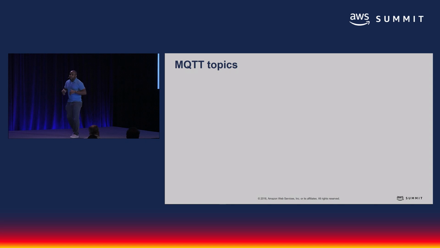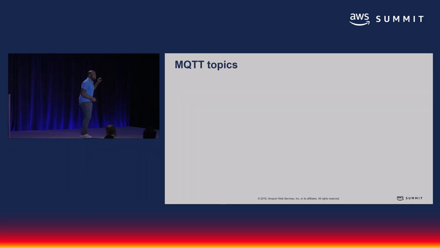Since Core is going to be the primary entry point for AWS IoT, I want to dive a little bit deeper into MQTT topics and security. As you think about smart homes, start thinking about, well, how do topics work? How do I structure them? How do I build applications for my use case?